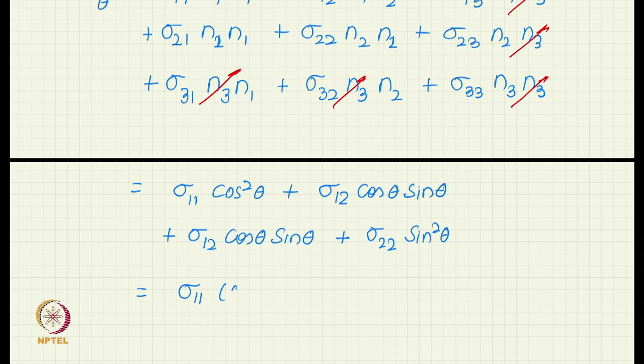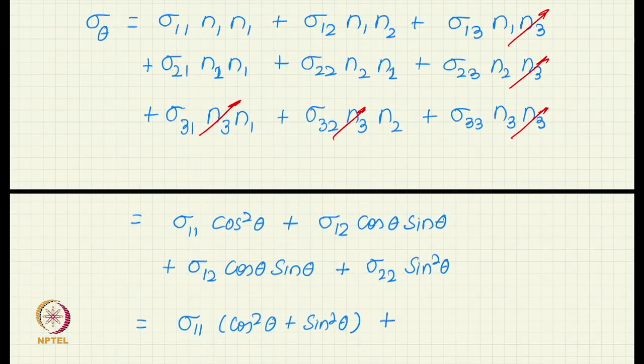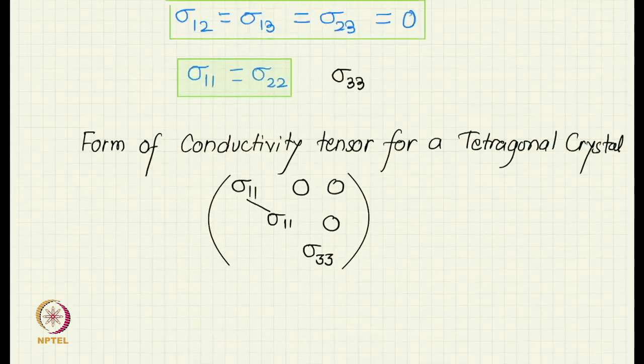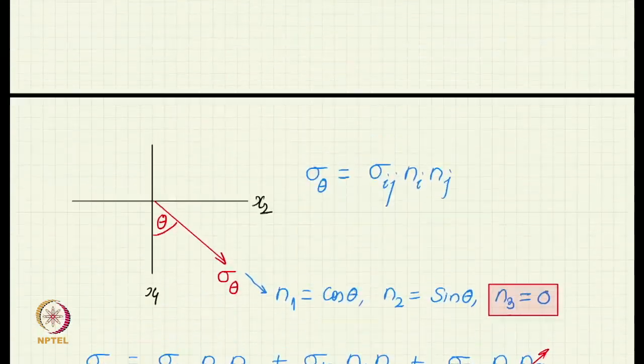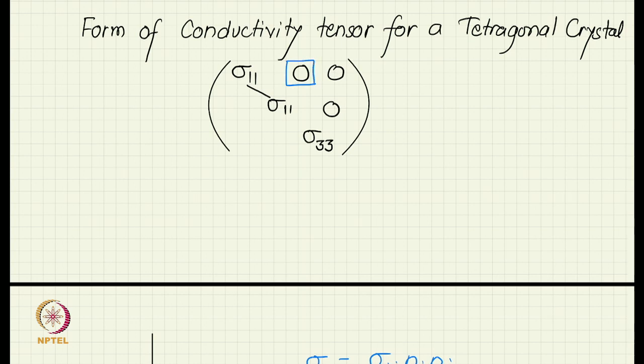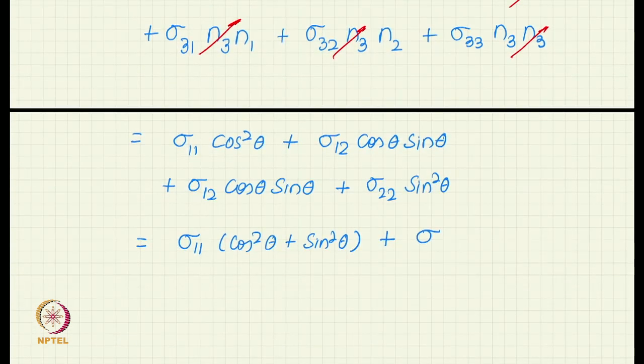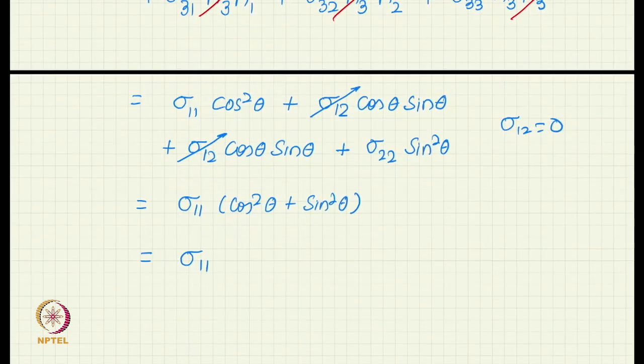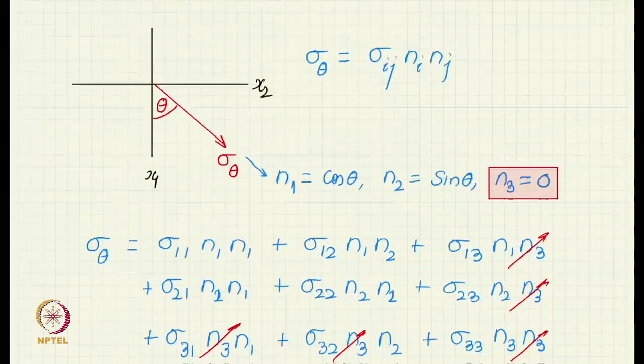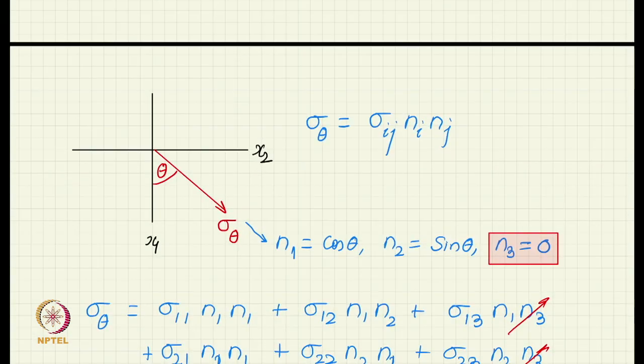So, we get sigma 1 1 times cos square theta plus sin square theta. And sorry, we have not yet noted: this cross term thankfully is also going to vanish, because we have established that sigma 1 2 is 0. So, we do not have to add these terms here. We just cancel. Sigma 1 2 is 0. So, we have completed our exercise. This is sigma 1 1. So, it is independent of theta. Sigma theta is equal to sigma 1 1. So, at any angle, any direction in the basal plane, in the xy plane of the crystal, the electrical conductivity remains sigma 1 1.